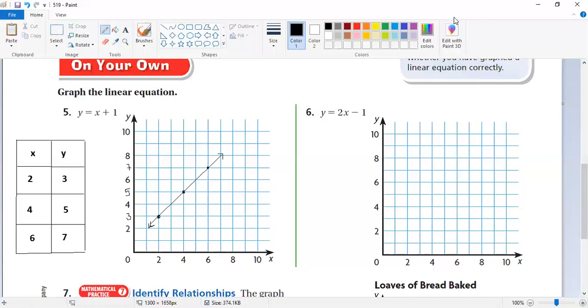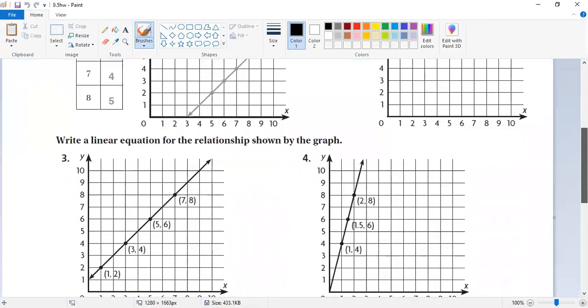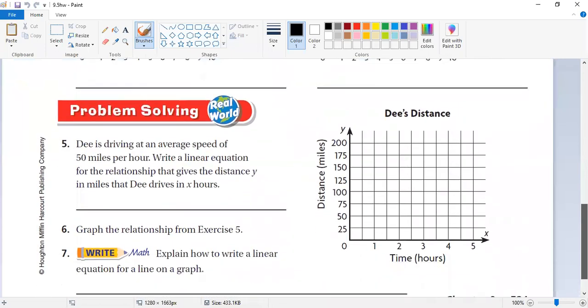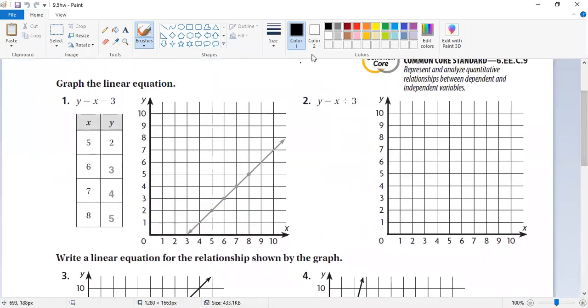Okay, the next one I asked you to do was question number 2 on the homework page. That's page number 521. So let's also try to do this and see if the answer you got and the one I got is correct or not. Okay, so here again, draw a rectangle.